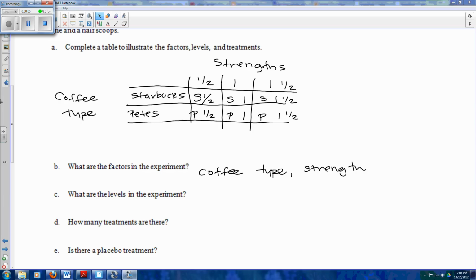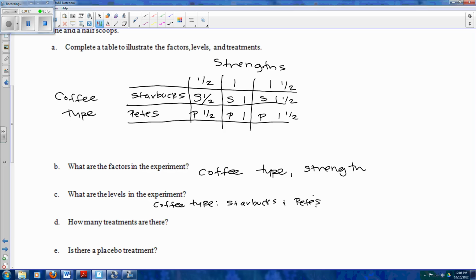Alright, so we were talking about this example, talking about coffee and looking at coffee type versus strength. And so what are the levels of the experiment? The levels are basically the different levels of the variable. So for coffee type, we have two different levels. We have Starbucks and Peet's. And then when we look at the strength, how we break down the strength of the variable, we have the half a scoop, the full scoop, and 1.5 scoops.